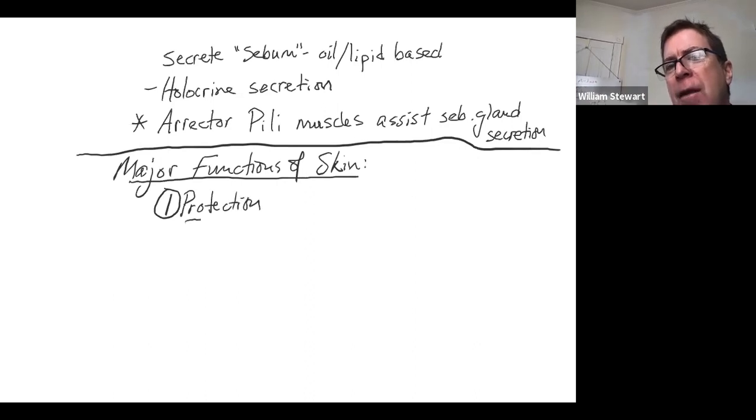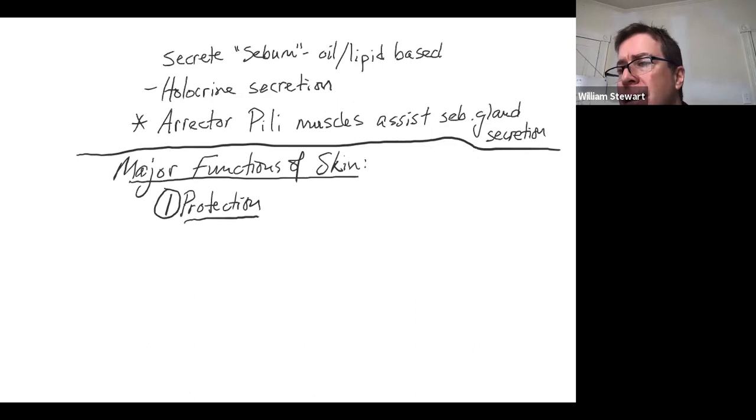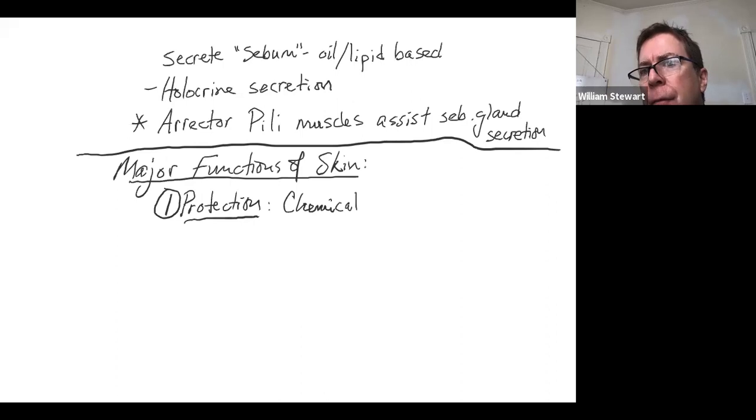First main function of the skin and our integumentary system in general is protection. So I'm just going to list 3 types of protection and say a few things about them. The skin does provide a chemical barrier. For example, the secretions that come up from our skin, we mentioned this in our eccrine sweat glands, are acidic.